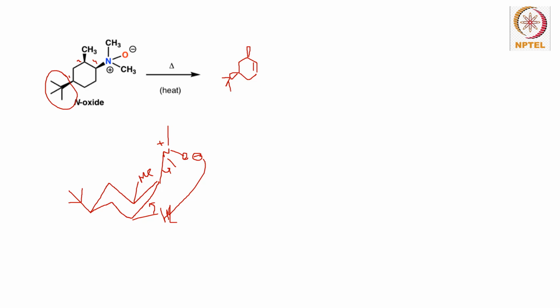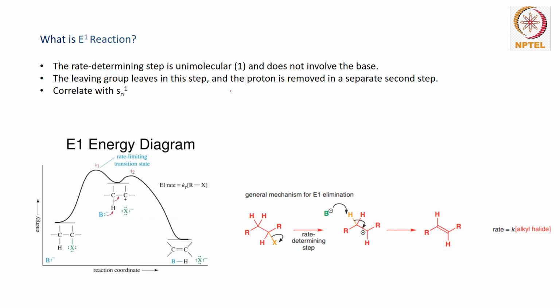Let's go to our next slide. So next is E1 elimination. We just discussed E2 elimination. So E1 elimination, you can correlate with SN1.